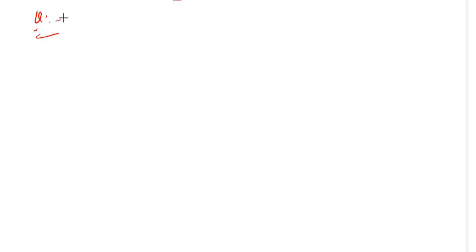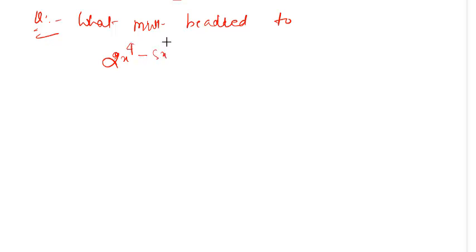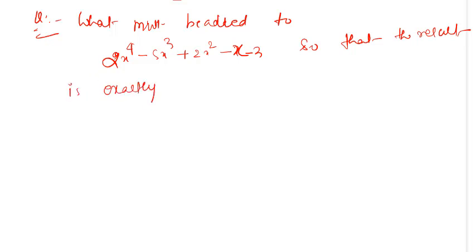Okay dear students, here is the next question. What must be added to a given polynomial, 2x to the power of 4 minus 5x cube plus 2x square minus x minus 3, so that the result is exactly divisible by x minus 2?